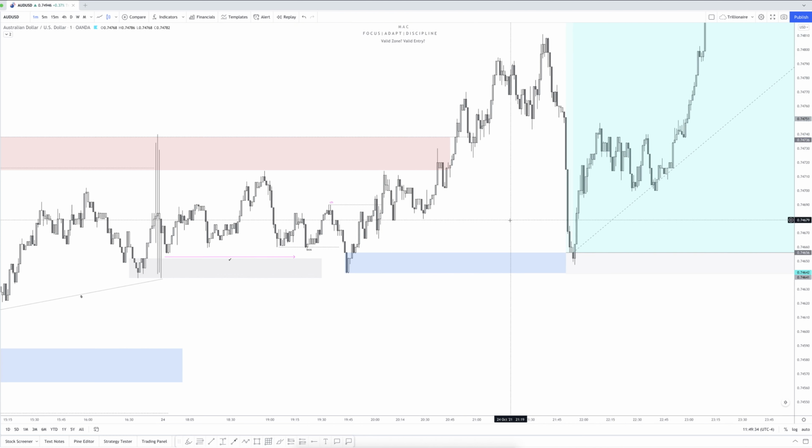Perfect. Okay, so refinement on the 1-minute, which is totally doable, right? If you're someone who wants to formulate their ideas on the higher time frame, that's completely fine. Just make sure you guys are refining at least to the M15 to try to get a spot-on entry.